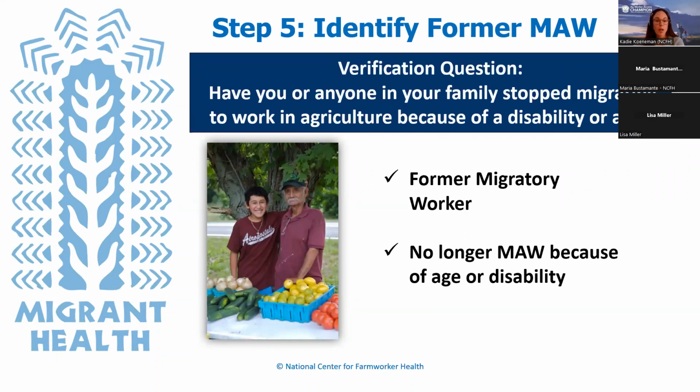Some of your patients prior to retirement or disability may have been both migratory and seasonal at some point in their career as agricultural workers. So it's important to ask this question as if they ever migrated to work. If they did, then you can classify them as aged and disabled. This classification doesn't apply to seasonal workers, only former migratory agricultural workers. And you'll report these patients as migratory agricultural workers in your UDS report.